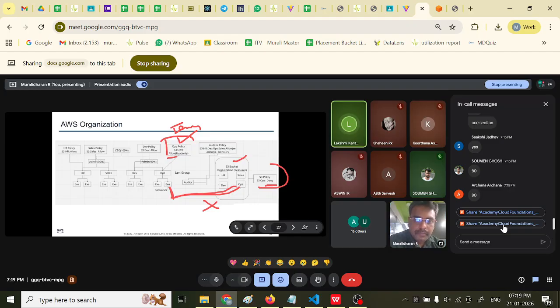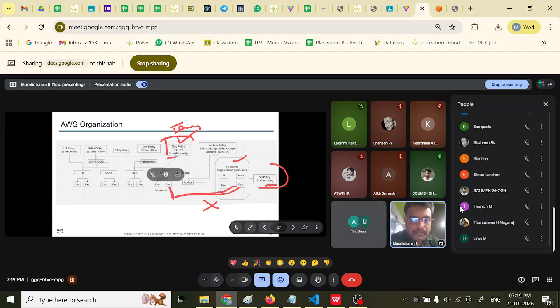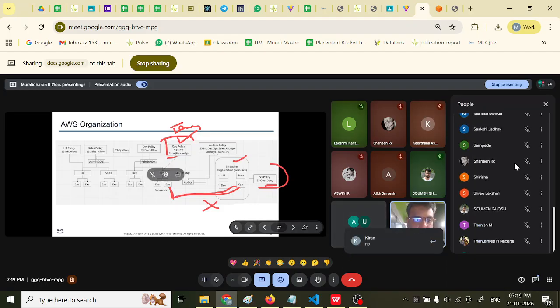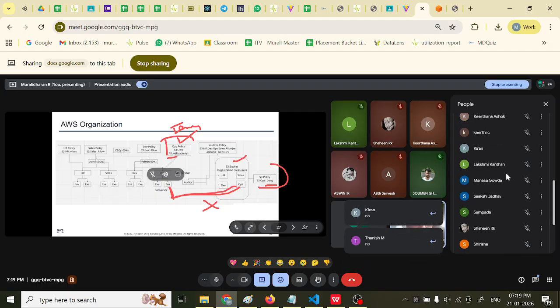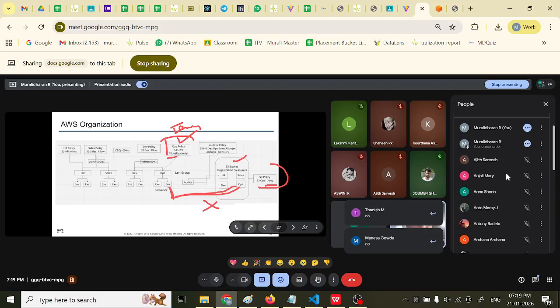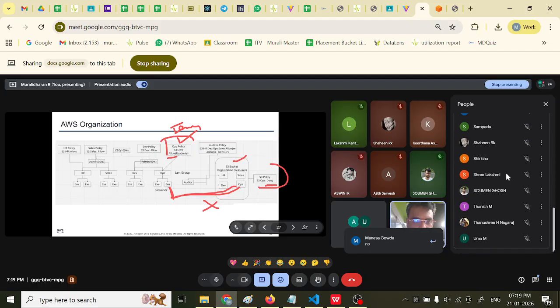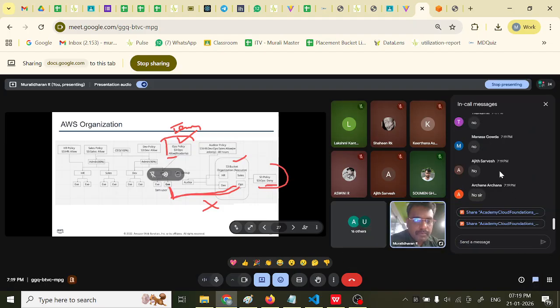He can able to access. Okay, let others also answer. Let us wait. Okay, Sakshi said no. Okay, others, Aswini, Ajit, Tanish, Uma, Srisha. Okay, no. Anthony. Okay, everyone said no, no, no.